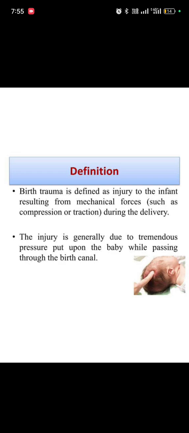The injury is generally due to tremendous pressure put upon the baby while passing through the birth canal. I have already told you, birth trauma or birth injury is nothing but a mechanical force, a pressure put on the baby during delivery while passing through the birth canal. If any injury happens to the baby at that time, we call it birth injury or birth trauma. Our easy definition: birth injury is nothing but injury occurring in infants during delivery.